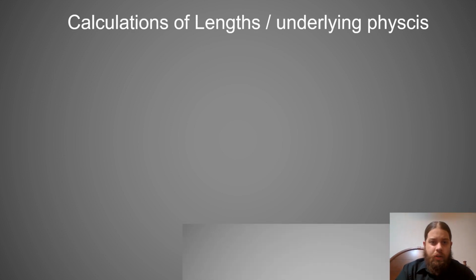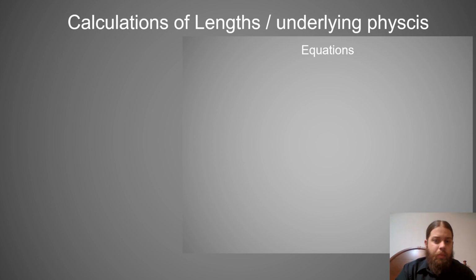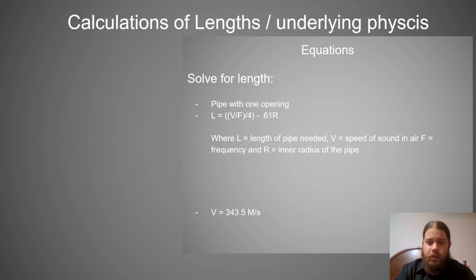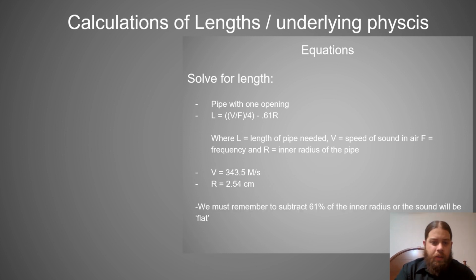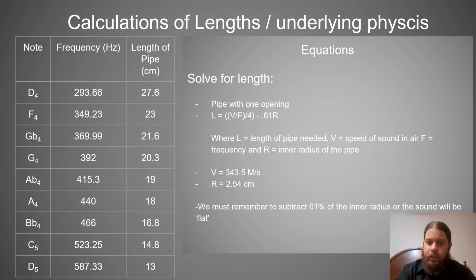So my calculations of the lengths and how I came to this design. We have to solve for the length with a pipe with one opening, the equations here. And we must remember to subtract 61% of that inner radius, otherwise we'll end up with a flat pipe. And here we can see the lengths of the pipe and the corresponding frequencies and notes.